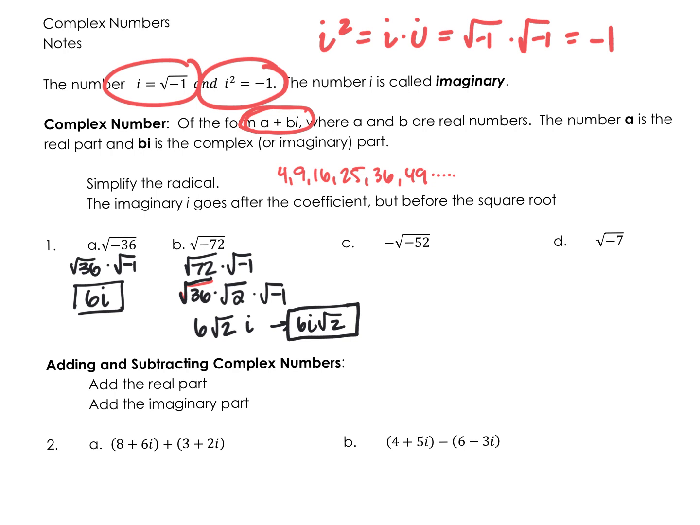Any questions about b? All right, let's do c together. So first, this negative on the outside just stays there. Let's separate the 52 and the square root of -1. And then I want you to try to simplify the rest of that on your own. So find the biggest perfect square that divides 52, because it's not a perfect square itself, and try to simplify the rest of that on your own.